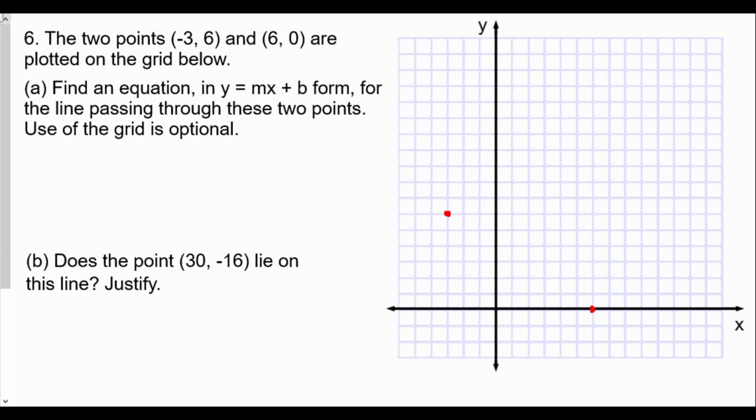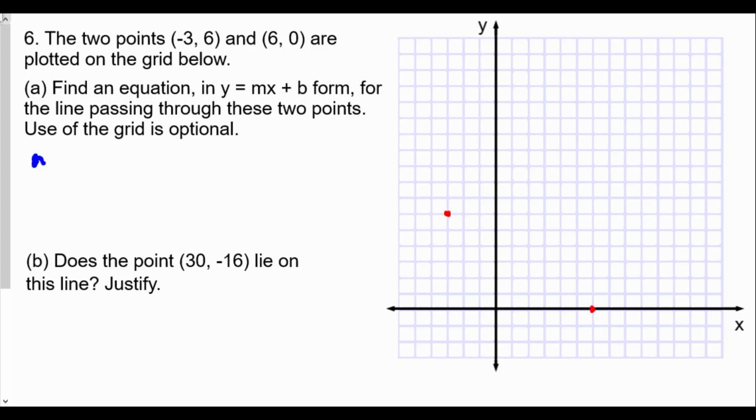So question number 6: the 2 points (-3, 6) and (6, 0) are plotted on the grid below. Find the equation in y = mx + b form for the line passing through those 2 points. Use of the grid is optional. Whenever we define the equation of a line and we are given 2 points, the best thing to do is to find the slope between them. So we use our slope formula.